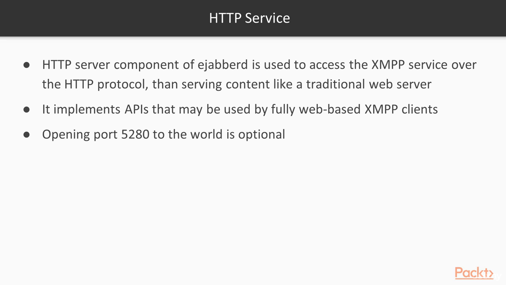With the exception of the web admin interface, the HTTP server component of ejabberd is used as a method to access the XMPP service over the HTTP protocol rather than serving content like a traditional web server. Specifically, it implements APIs that may be used for fully web-based XMPP clients. Opening port 5280 to the world is optional, based upon whether you want to leverage any of the preceding features from outside of your network.